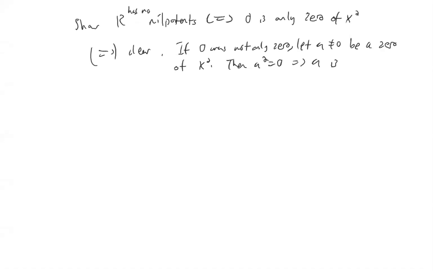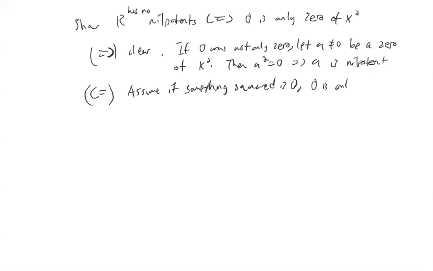So, but that means A is nilpotent, right? Just take n to be 2, right? So is this way clear for everyone? Like this is easy. Okay. So now we assume, basically, if something squared is 0, 0 is the only solution, right?